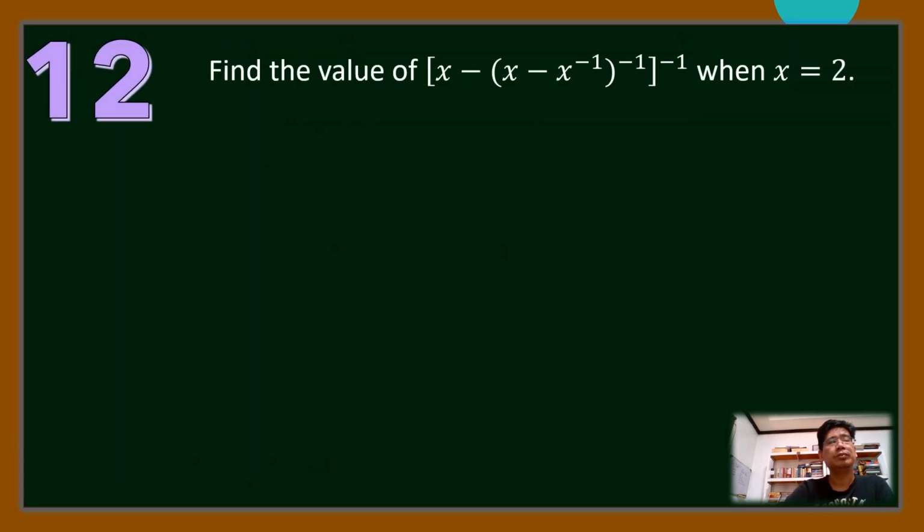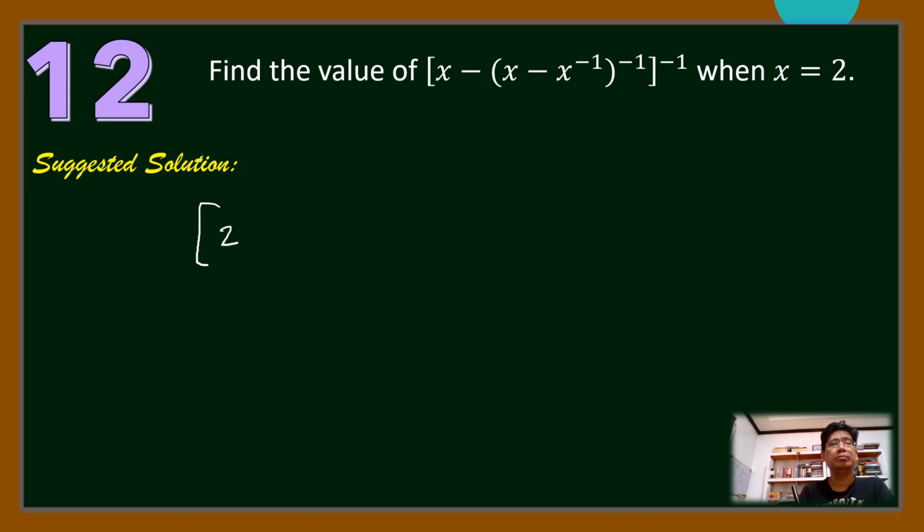Question number 12. Find the value of x minus the quantity x minus x raised to negative 1, closed quantity raised to negative 1, raised to negative 1 when x is equal to 2. For our solution, let us just substitute x is equal to 2 to the expression.